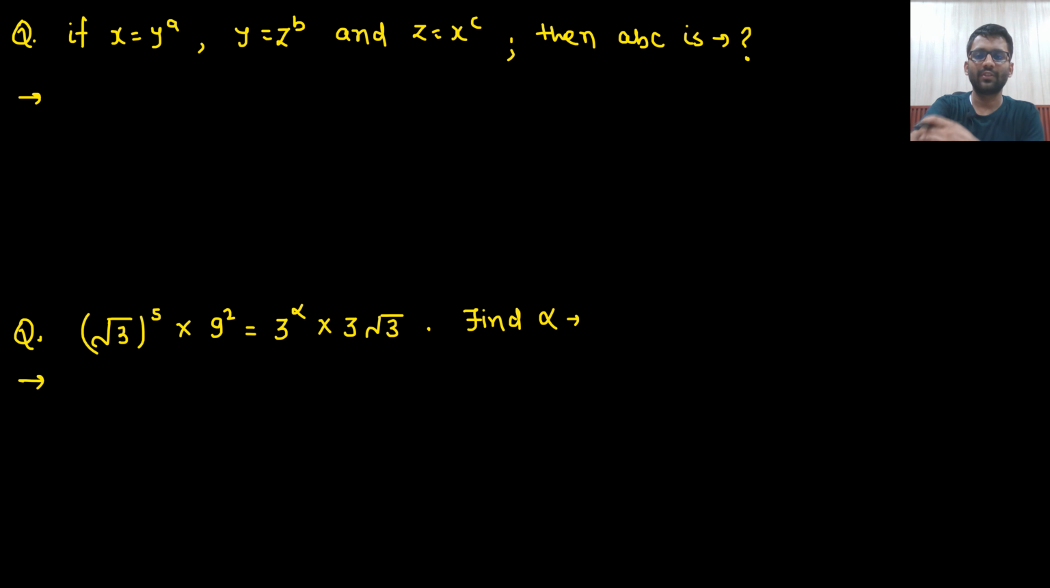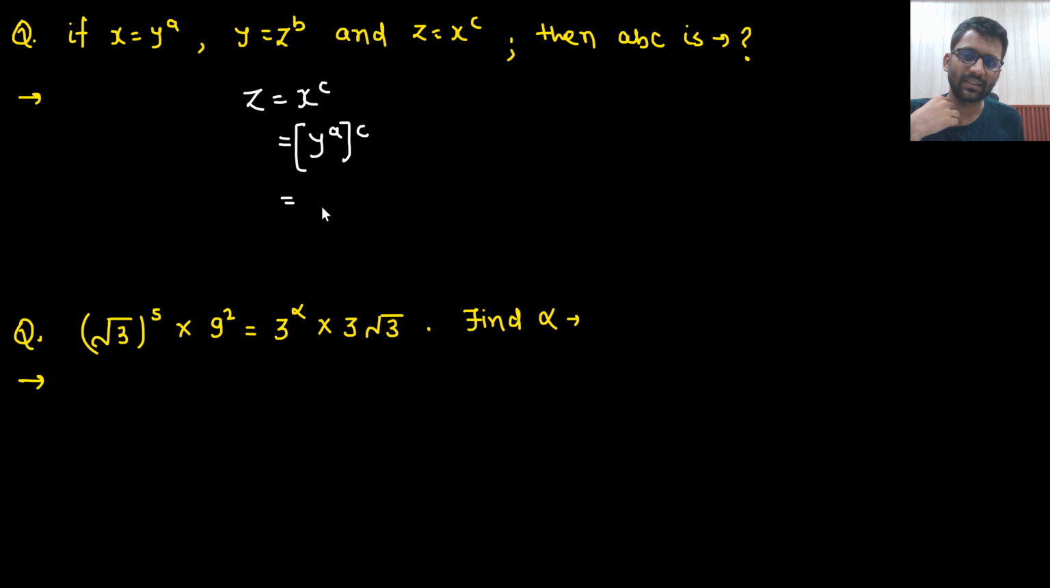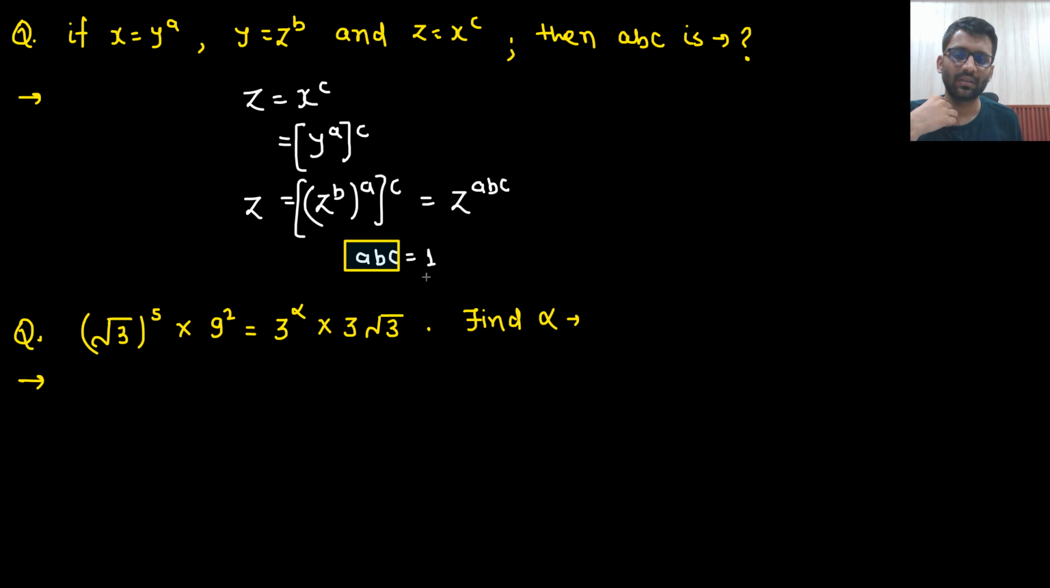x is equals to y to the power a, y equals to z to the power b, and z equals to x to the power c. So x is related to y, y is related to z, z is related to x, and you need to find the abc value. So z is equals to x to the power c, right? So x can be replaced as y to the power a, and y can be replaced as z to the power b. So z to the power b, power a, and then power c. All the powers will be multiplied, z to the power abc. So z is equals to z to the power abc. What does that mean? That a into b into c is equals to 1. That's it, right? abc is equals to 1.